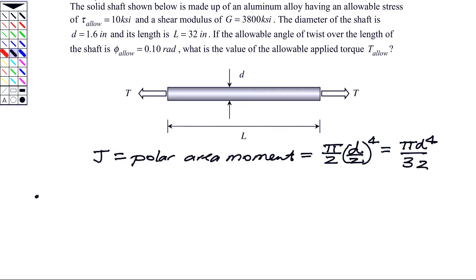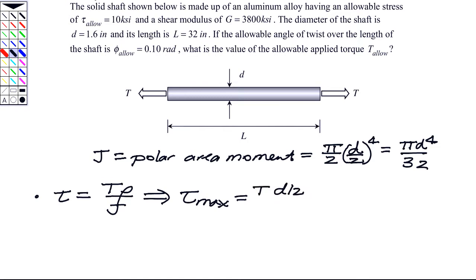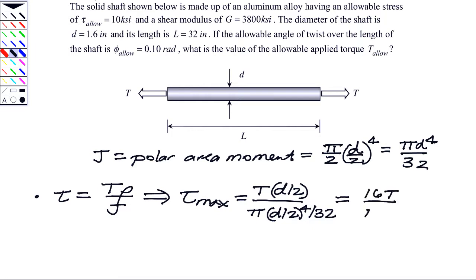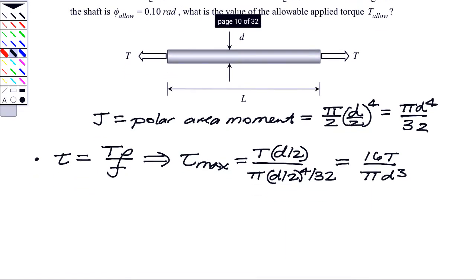In terms of shear stress, we know that shear stress is related back to the torque by T rho over the polar area moment J, where rho is the distance from the axis of the rod out to whichever point where we want the stress. So the maximum, of course, occurs when rho is equal to d over 2. So this becomes T d over 2, over J, that's pi (d over 2) to the fourth divided by 32. So that says that this is equal to 16 times the torque divided by pi diameter cubed. So that's the relationship that we have between torque and maximum shear stress in that shaft.